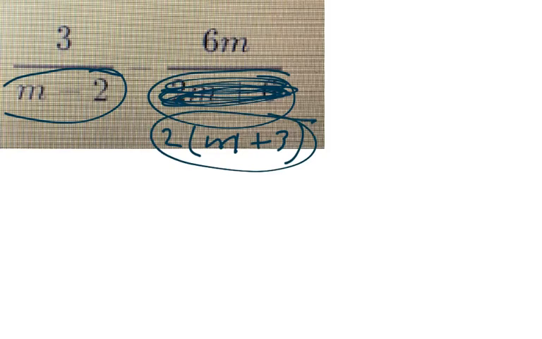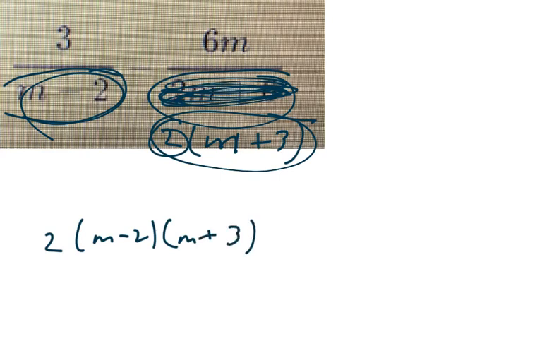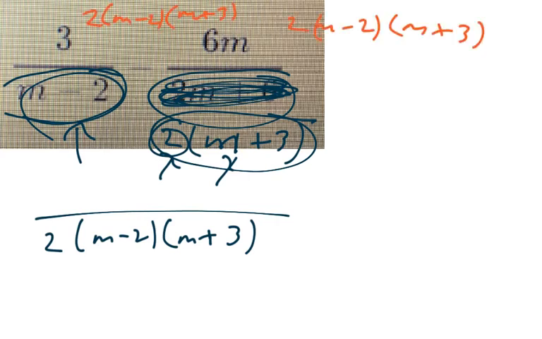Now, guys, what is our common denominator going to be? It's going to be a 2, m minus 2, and m plus 3. I'm just taking all my individual factored pieces. See how I took all 3 of the different unique pieces there? Now, the next step is we're going to times by this common denominator.